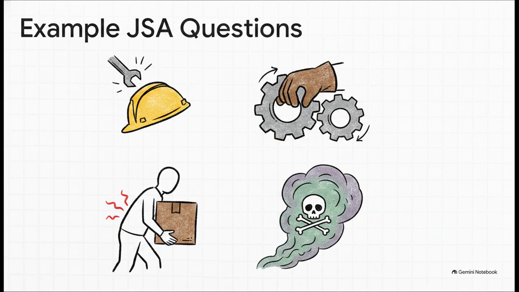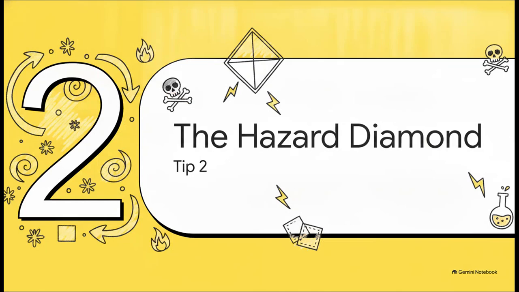Instead of just staring at a massive construction site and vaguely thinking, wow, that looks dangerous, a JSA forces you to methodically ask these highly specific categorical questions for every single step of the process. Moving right along, let's jump into Tip 2, the Hazard Diamond.